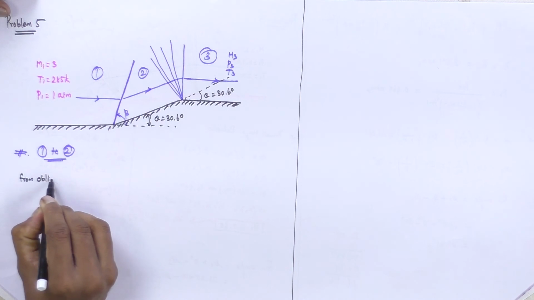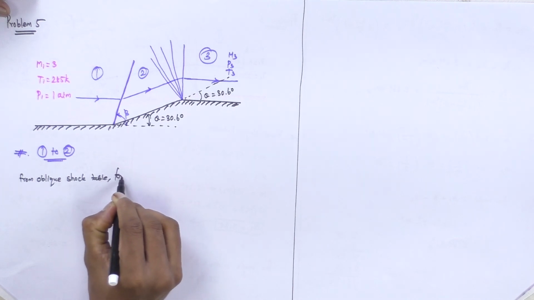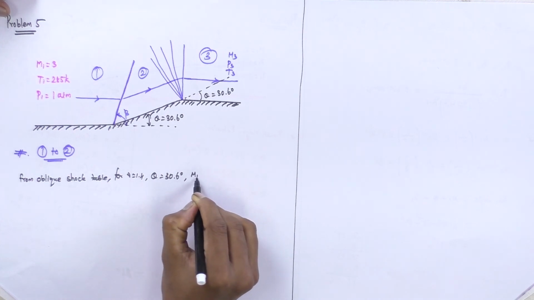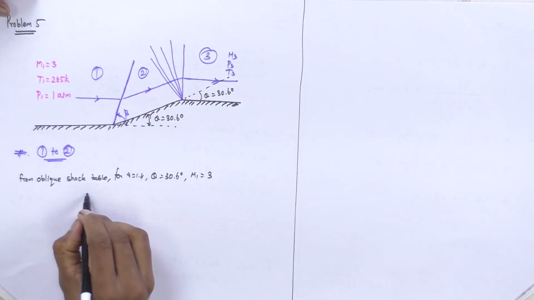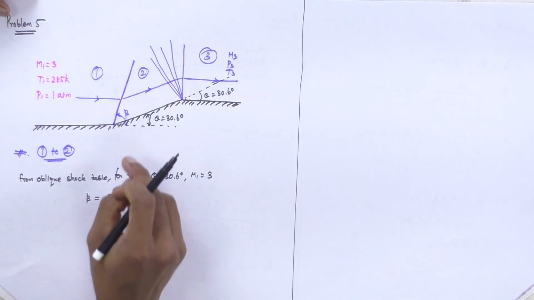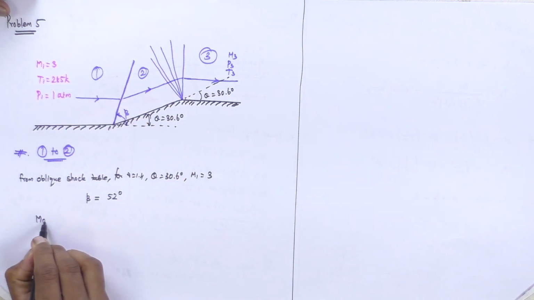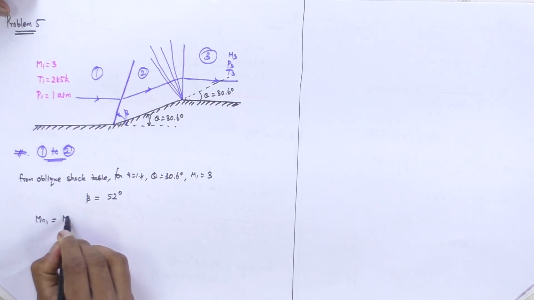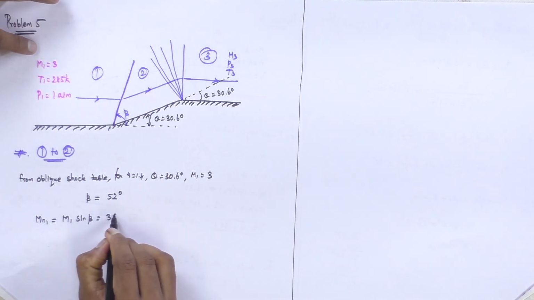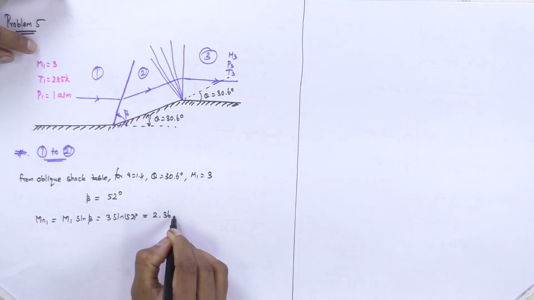So from oblique shock table, for gamma equal to 1.4, theta equal to 30.6 degree and M1 equal to 3, the corresponding value of beta will be equal to 52 degree. So if we know this beta value, then we can calculate the normal component. The normal Mach number component, from trigonometric relation, is equal to M1 sine beta. Here M1 is 3, sine of 52 degree. So this will be equal to 2.36.